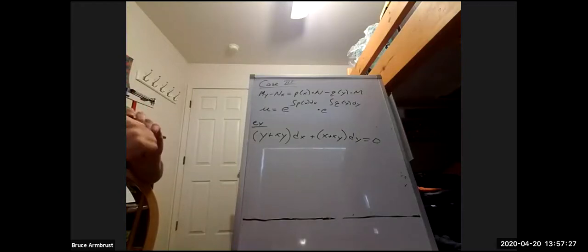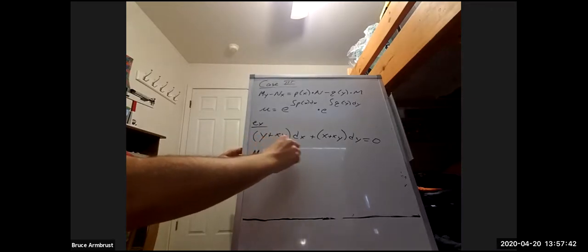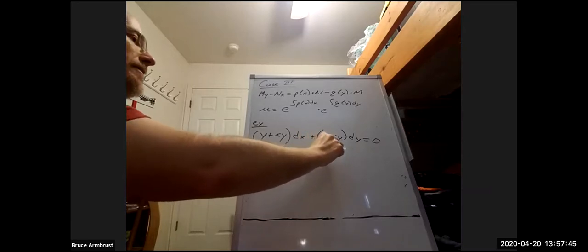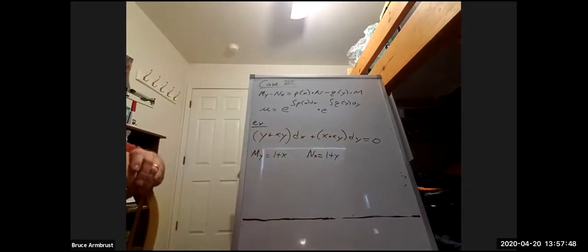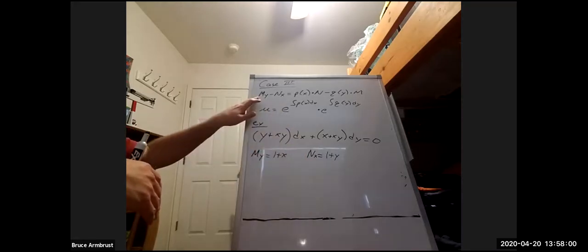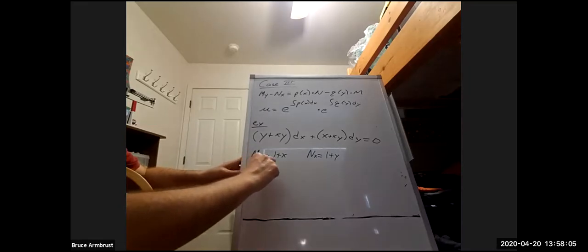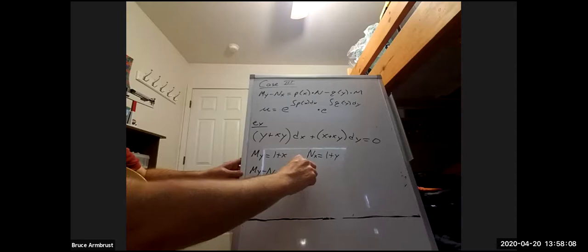So the first thing you should do here always is go ahead and see if it is exact. Because if it's exact, we're good to go. So always do that check. So we're going to do my, that's going to be 1 plus x, and then nx, 1 plus y. So it's not exact, but this step wasn't a waste of time because we still want to take a difference of those two. So let's see what that is then. So my minus nx, that's just going to be x minus y.